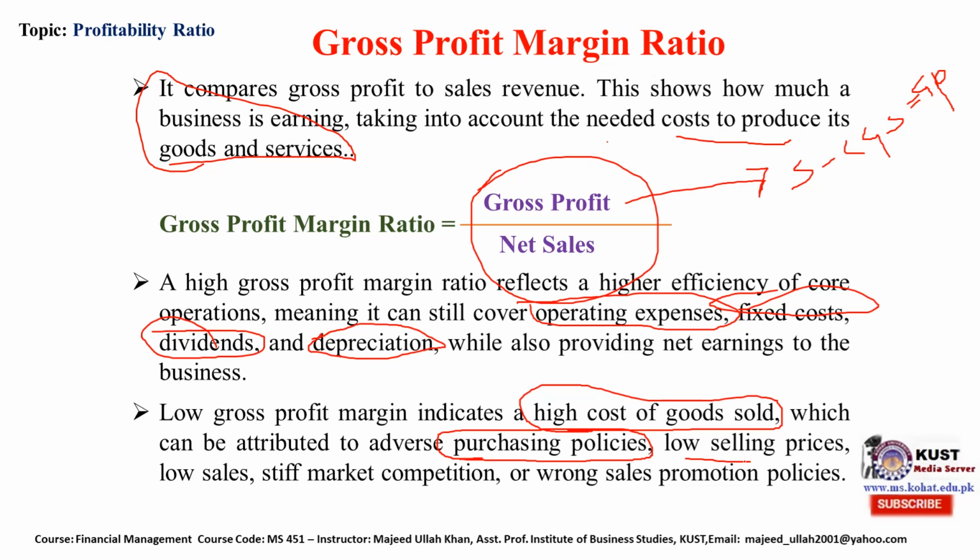Lower selling prices may be one of the reasons for lower gross profit. Maybe the company is in a highly competitive industry and cannot increase its selling price, or it is unable to increase its sale price. Or maybe low sales, stiff market competition, or wrong sales promotion policies. These are some factors that can be kept in mind when your gross profit margin is low.